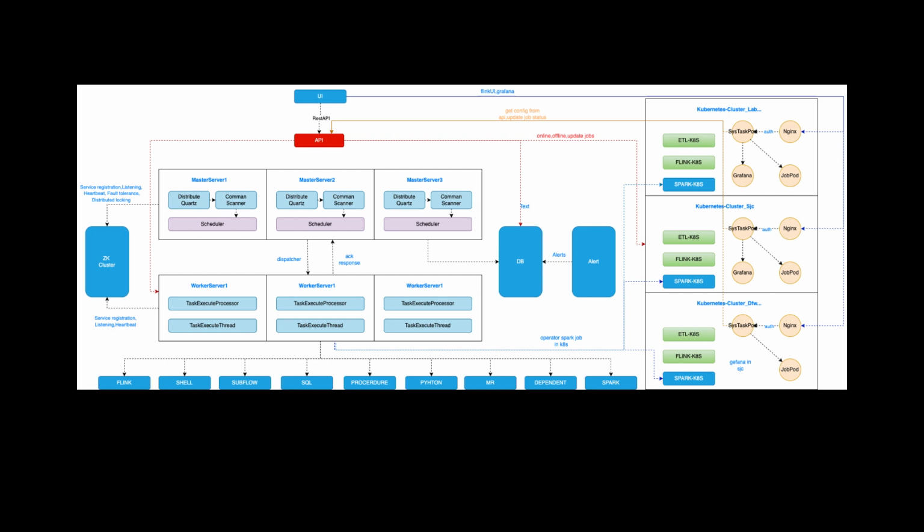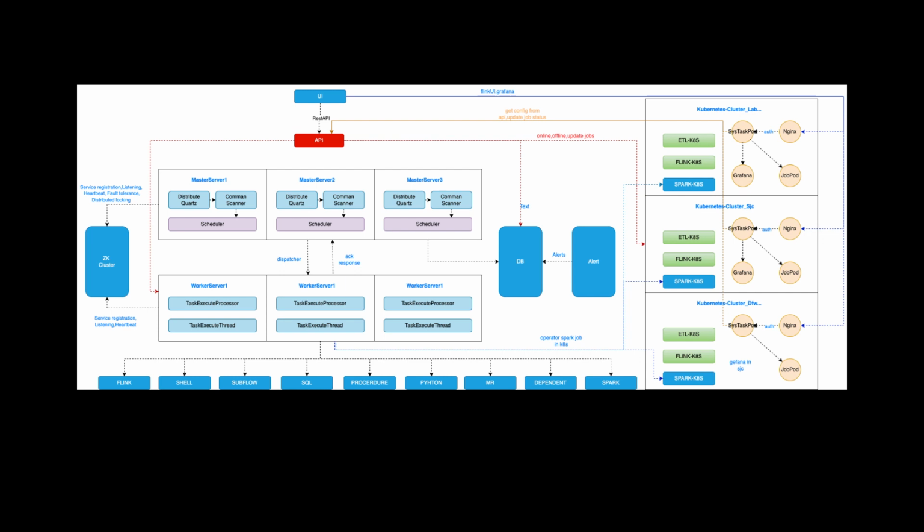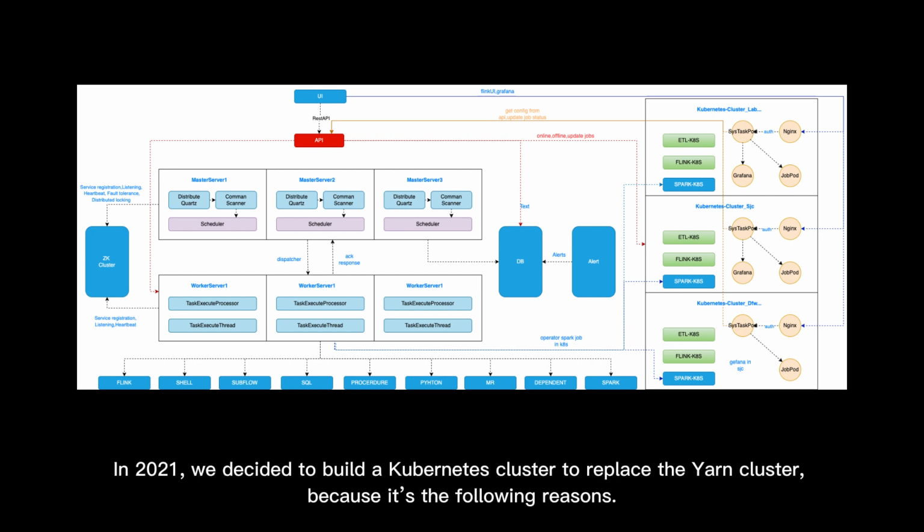All of our data processing jobs, for example, Flink and Spark, used to be running on multiple different YARN clusters. We have a CDH cluster for batch Spark jobs and Flink jobs. We have multiple Flink jobs running on different Flink clusters. In 2021, we decided to build a Kubernetes cluster to replace the YARN cluster, for the following reasons.